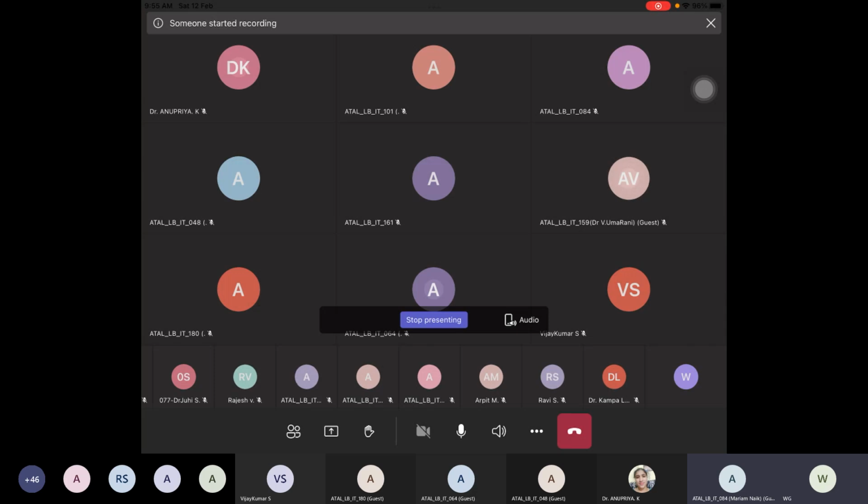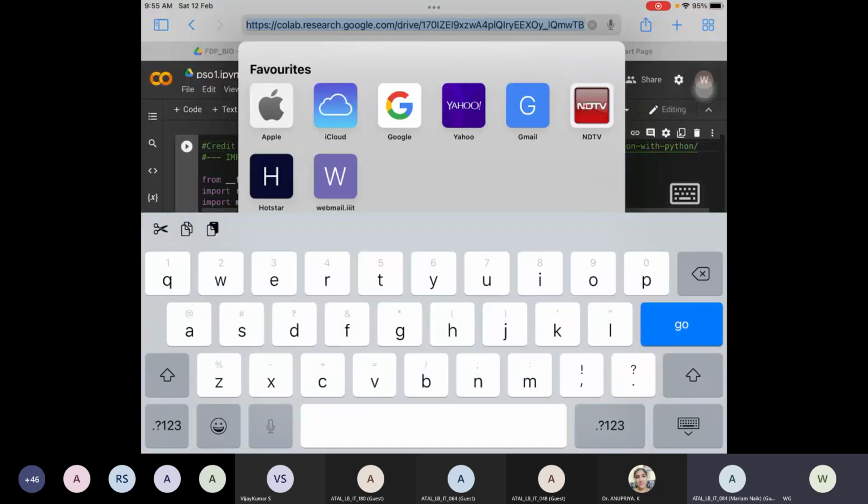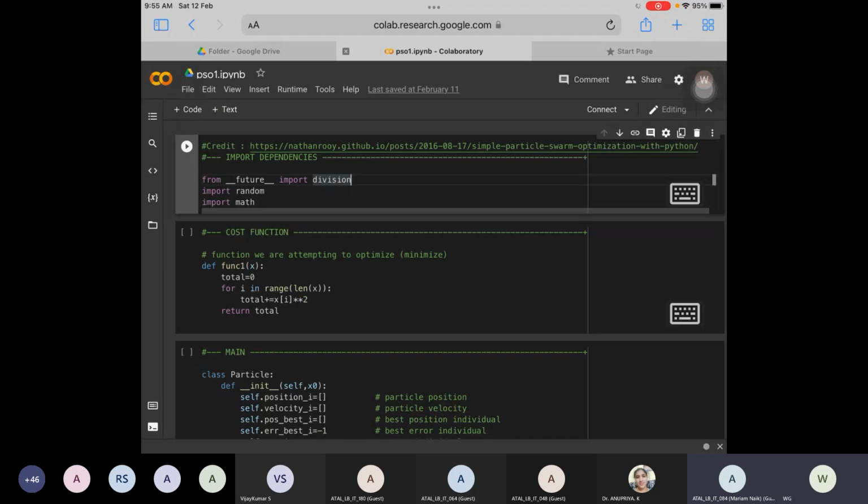I've shared the links. So here, we'll go through this code. All the codes I've taken from the internet only. I have given the links of all the codes at the top, so you can check them as well.